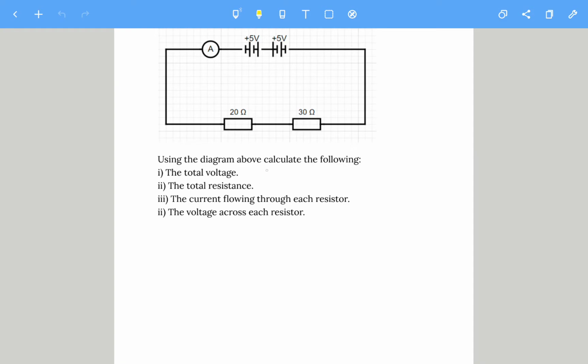So on this one, using the diagram above, calculate the following. So the first thing we're going to do is the total voltage. So the total voltage is simply, we've got these 2 batteries that are in series with each other. And if 2 batteries are in series with each other, add them together. So we've got the 5 and the 5 next to each other. So 5 volts plus 5 volts in series gives us a total voltage of 10 volts. Nice and easy. So next one, total resistance.